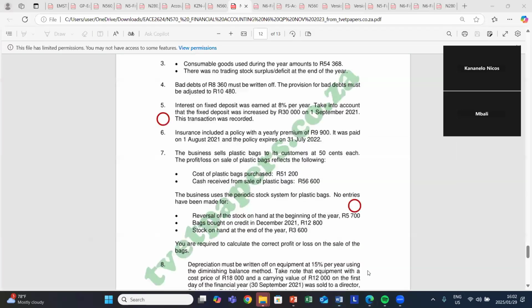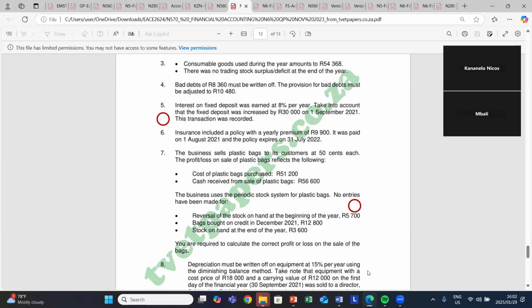And then let's go to the other transaction. The business sells a plastic bag to its customers at 50 cents each. The profit or loss on the sale of plastic bags reflects the following. Cost of plastic bag purchase, 51,200. Cash received from the sale of plastic bags. After we sold our products, we received how much? 56,600. Meaning 56,600 is more like our sales.